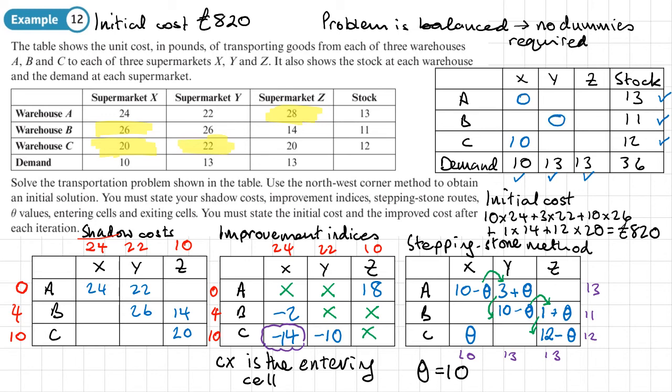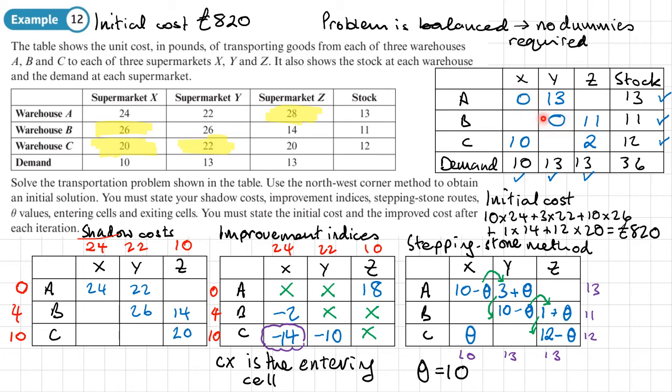And then AY is 13. And then BZ is 11. And CZ is going to be 2. Now we need to choose the cell that's become 0 as the exiting cell. Now I've got a choice of 2, and it doesn't matter which one I choose. I'm just going to choose AX because it's the one in the top corner, but you could also choose BY.